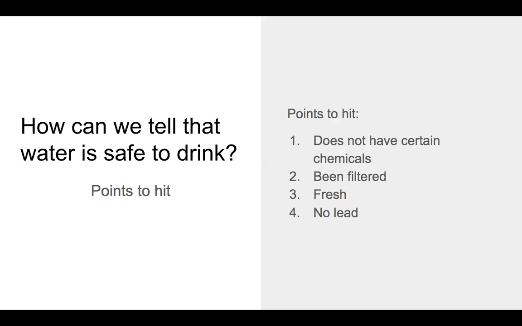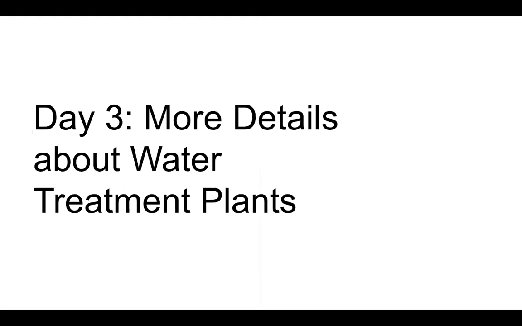Things you need to make sure to hit. How can we tell that water is safe to drink? Does not have certain chemicals, has been filtered, is fresh, and there's no lead. The no lead is really crucial because later in the week you're going to talk about Flint, Michigan, which is all about lead. So make sure you hit on that topic.